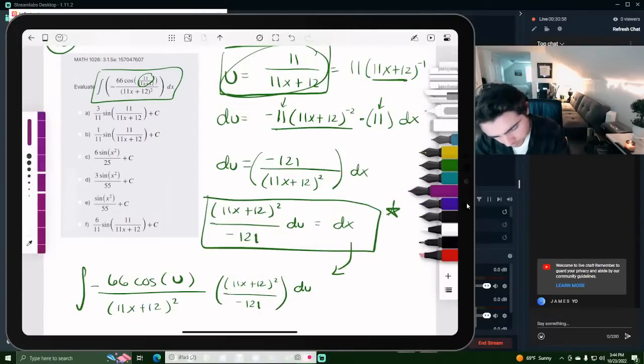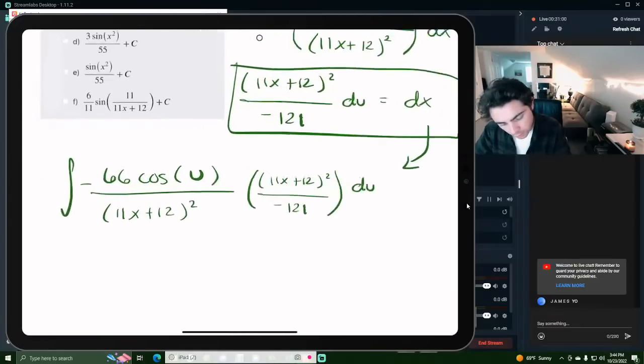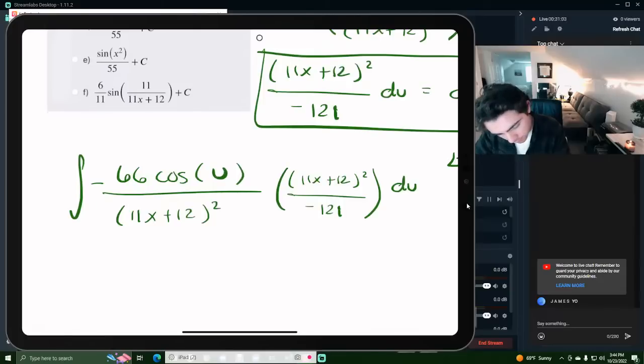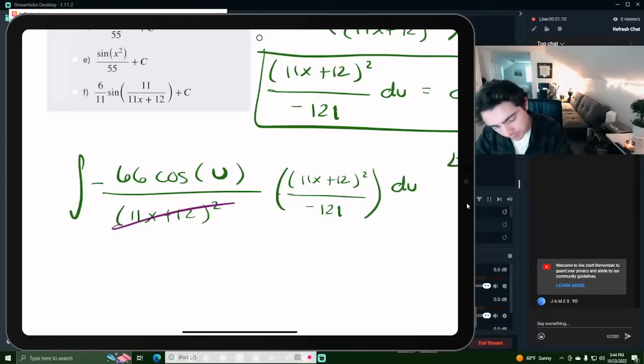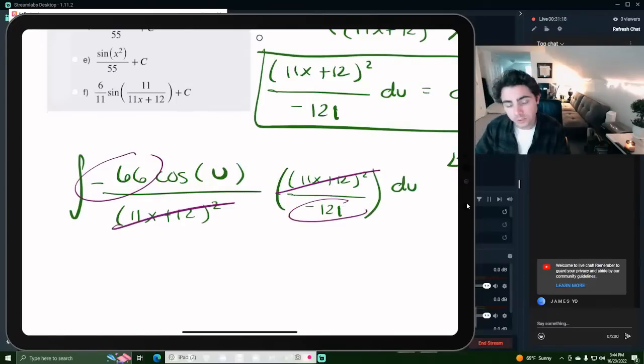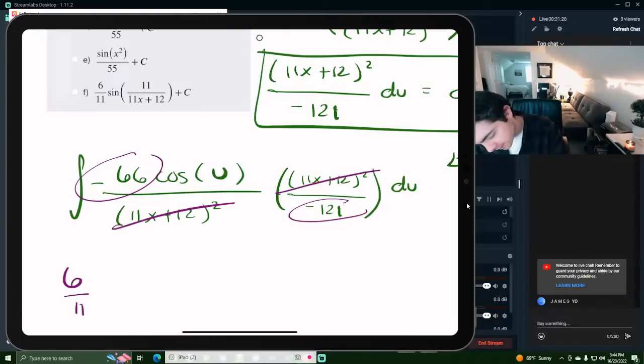All right. On the home stretch here, we plugged in the u, we plugged in the dx, and now we want to cancel things. Our x terms here match identically. They're a perfect match. We can cancel them because one's in a numerator, one's in the denominator. Now, we have a negative 66 over a negative 121. They're both divisible by 11. The result would be 6 over 11, and it would be positive because we have a negative over a negative. So we have 6/11ths. Integral of what's left. We have cosine of u du.